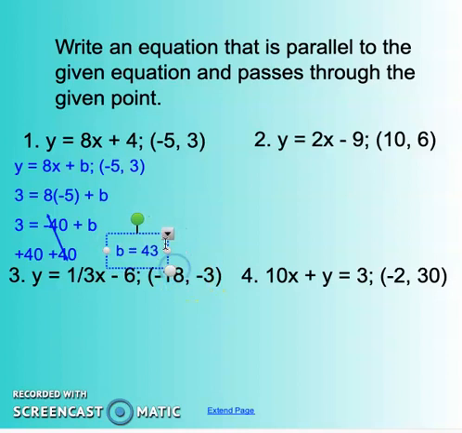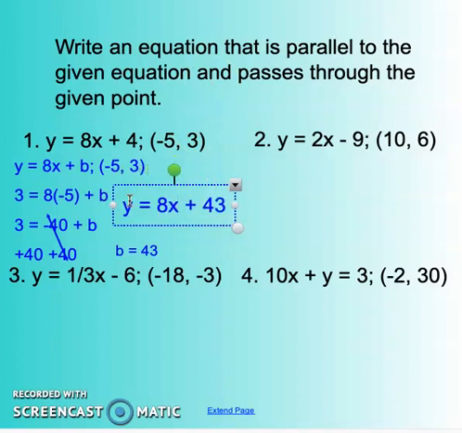Now that's our y-intercept. So now we have our slope and we have our y-intercept. So actually we have our answer. Our answer is y equals 8x plus 43. Nice job.